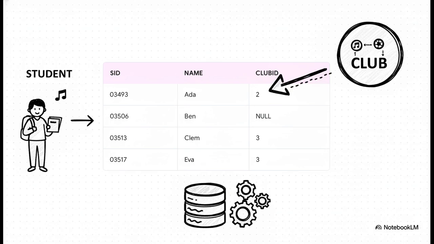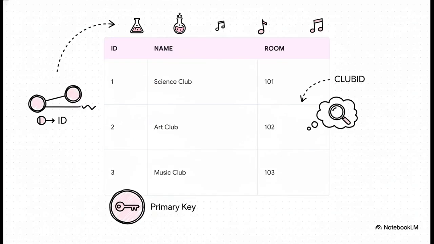We've got their name, and most importantly, we've got that foreign key, club ID. That little number tells us which club each student has joined. And here's the second piece of the puzzle, our clubs table. This lists each club's ID, that's its primary key, along with its name and room number. The ID in this table is exactly what the club ID in the student table is pointing to. We now have all the pieces we need.